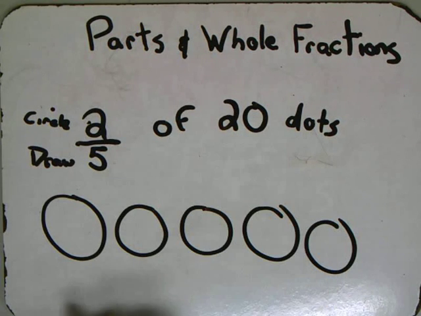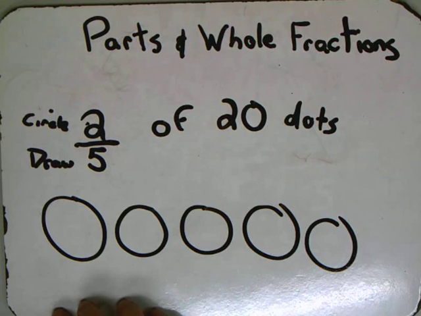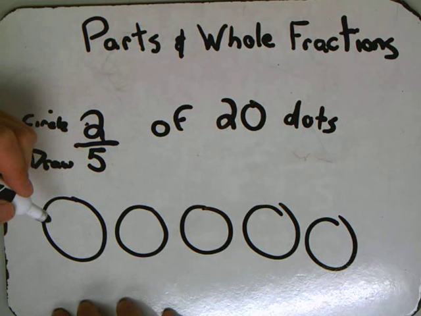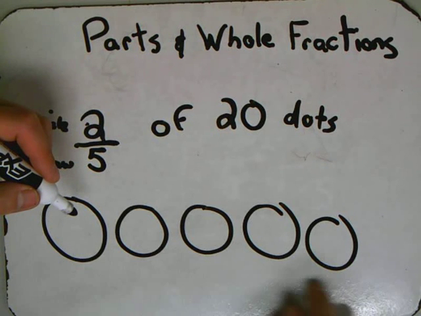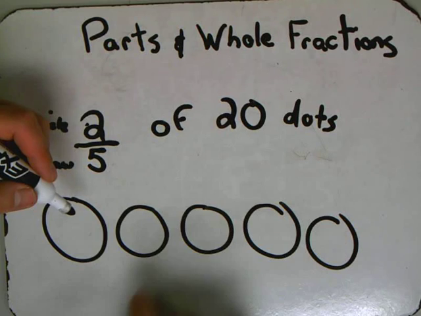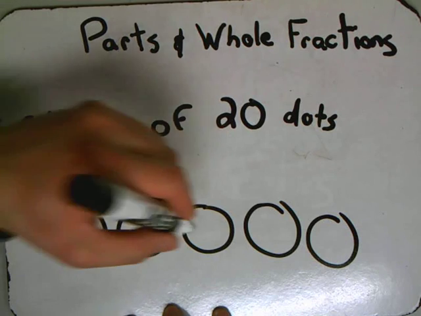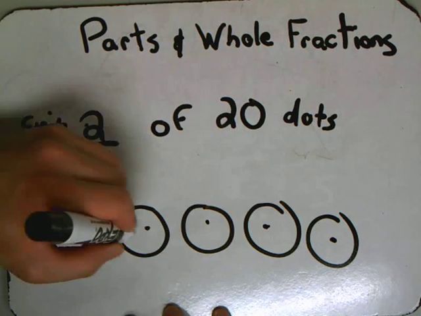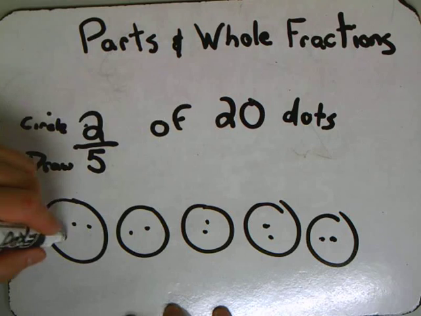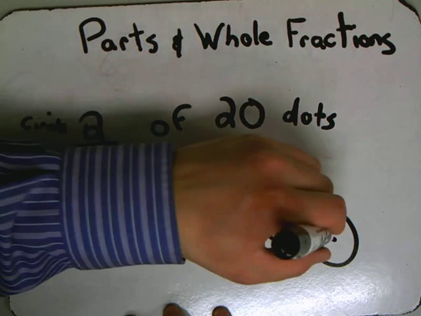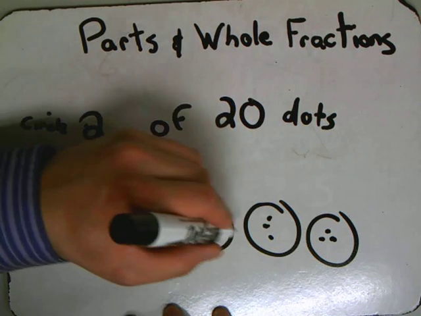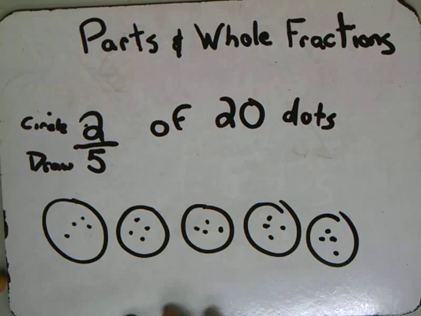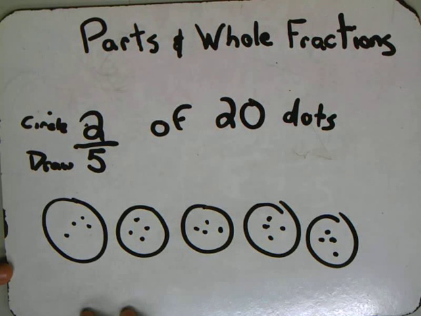Then you need to place 20 dots inside your circles evenly. So you have to count very carefully. If you have 5 circles, you have to place 20 dots in there evenly. 1, 2, 3, 4, 5, 6, 7, 8, 9, 10, 11, 12, 13, 14, 15, 16, 17, 18, 19, 20. I now have 20 dots placed evenly in my 5 circles.